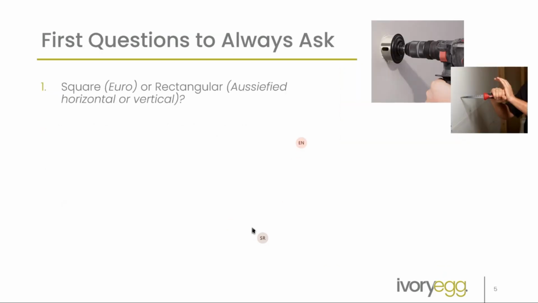So going into questions, this often helps simplify the decision for yourselves as integrators and also for the end client. You really want to start at the obvious one. Are they accepting of a square or a Euro switch, or are they stuck in the framework of an Aussie-fied horizontal or vertical rectangular switch? Often it's a new build. The square is easy to adopt, but patching a rectangular hole sometimes is where it gets a bit sticky.